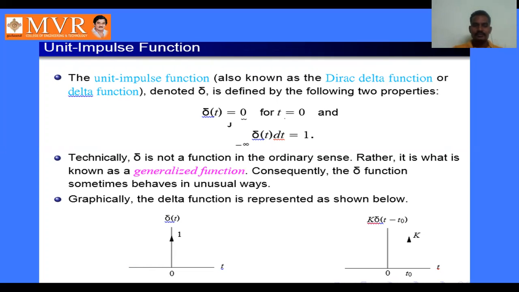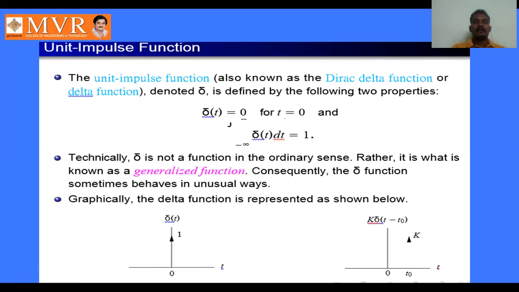Its value is 0 at t not equal to 0. Its value is 1 at t equal to 0. Or we can define it as the integral from minus infinity to infinity of delta of t dt equal to 1.